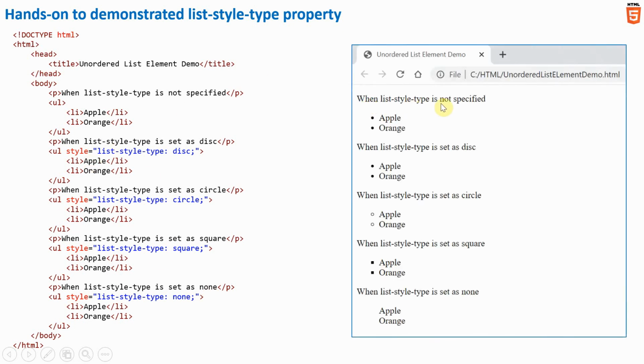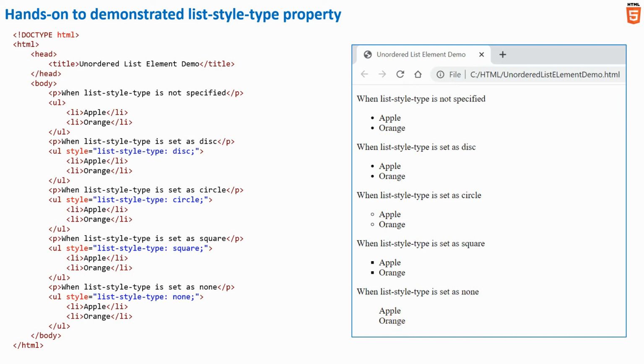Basically, when the list style type is not specified or when we have specified the list style type as disk, in both the cases we will get the list item marker as bullet or as a disk as shown here. Now when list style type is set as a circle, we will get the list item marker as circle. And when list style type is set as a square, we will get the list item marker as square. We have one more scenario when list style type is set as none. In that case, we will not see any list item marker. So the list will be displayed without any list item marker as shown here.